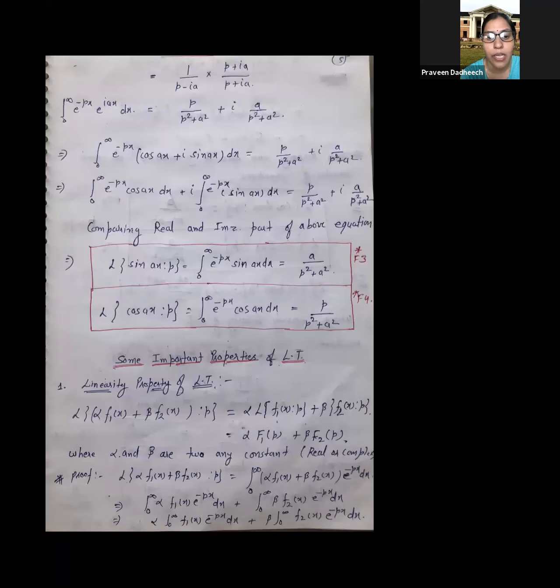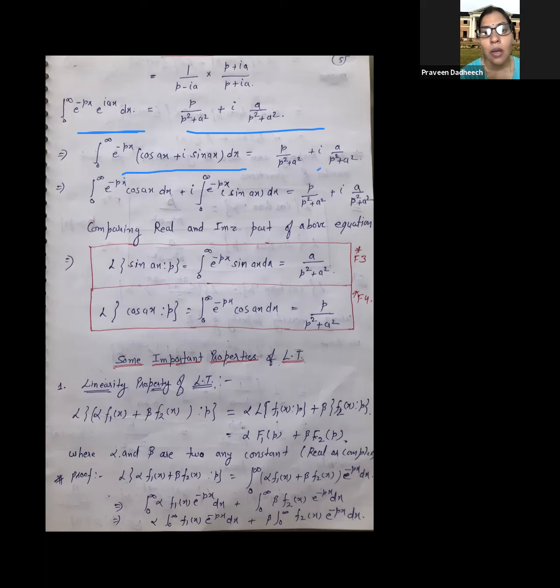Now we are taking this integration. We know that e to the power iota ax can be written as cos ax plus iota sin ax. So we are solving this and writing it like that: the integral from 0 to infinity of e to the power minus px (cos ax plus iota sin ax) dx equals p over p square plus a square plus iota a over p square plus a square.